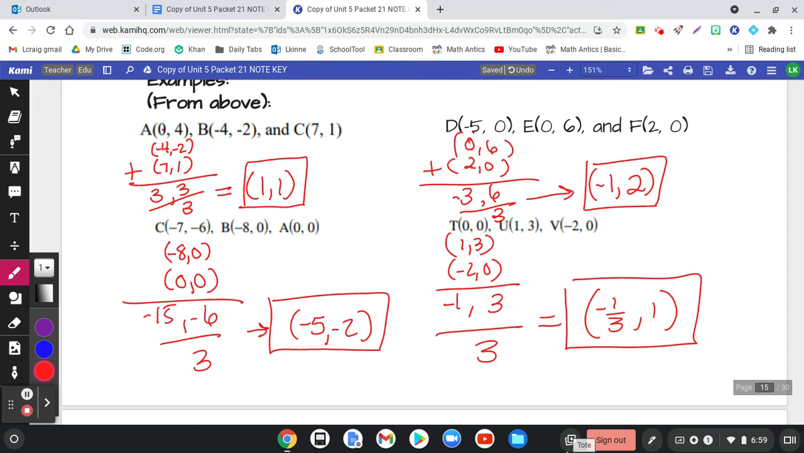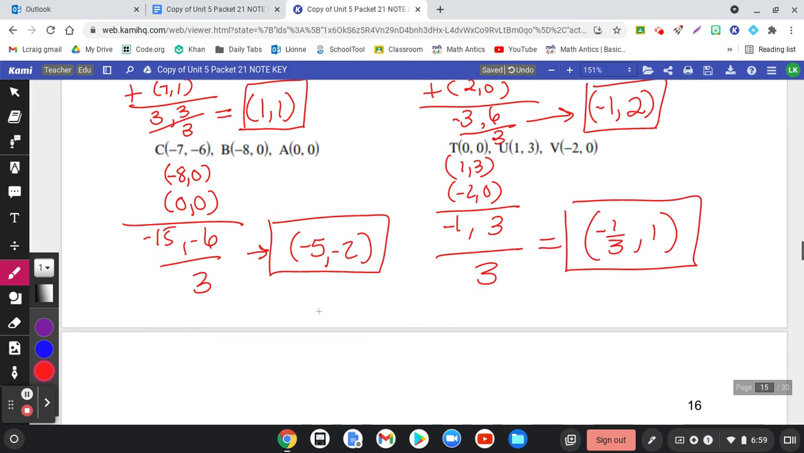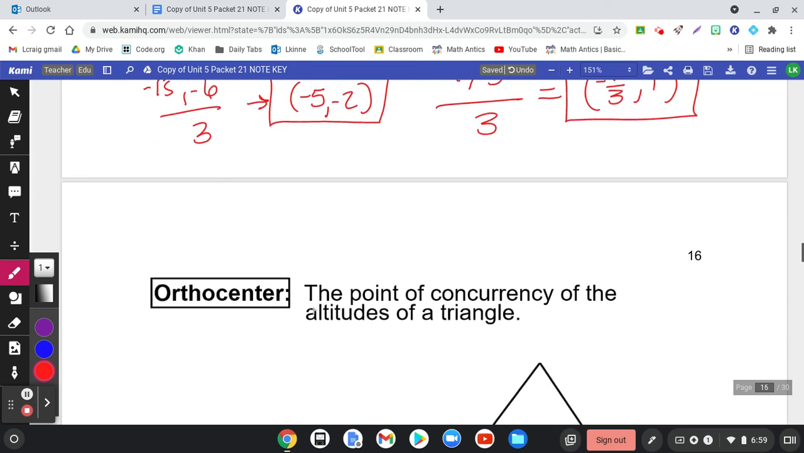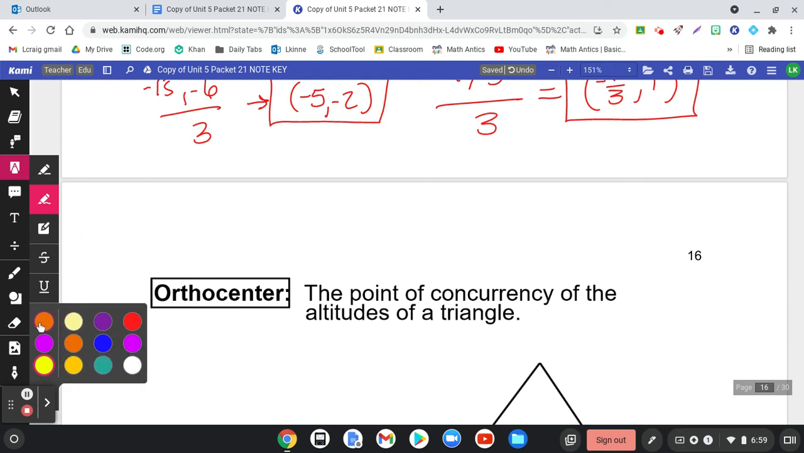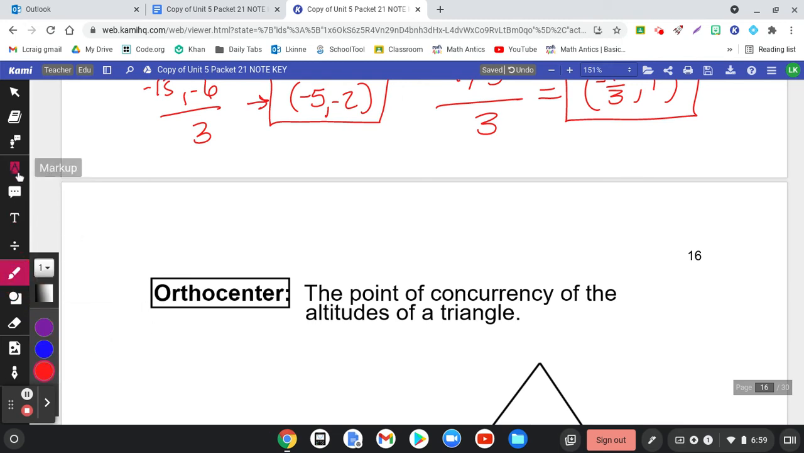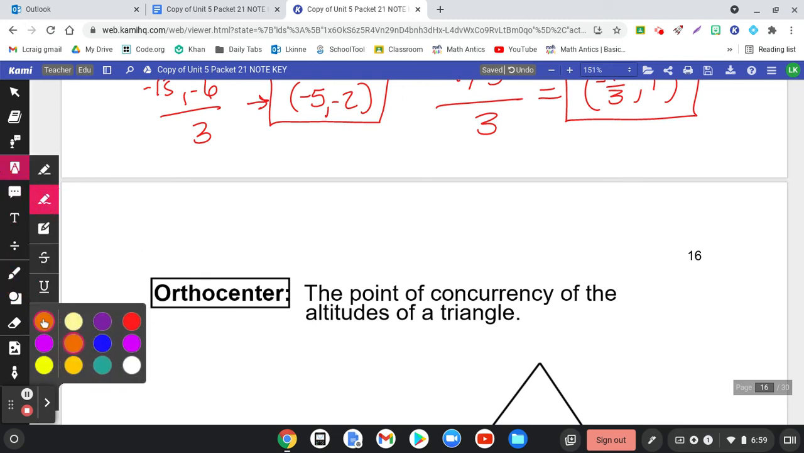All right, so that's it for centroid. Now we're going to talk about the orthocenter. We don't spend a lot of time on this. I'm going to just talk about it briefly today. Orthocenter is made up of the altitudes, and altitudes are just another name for the height.